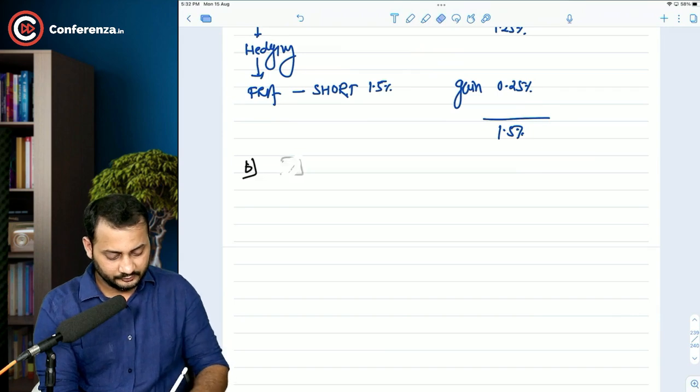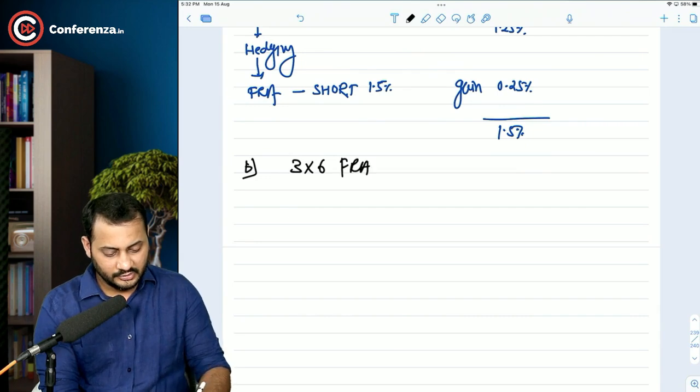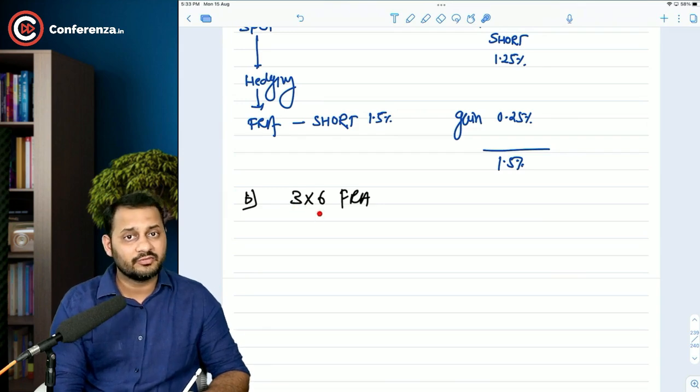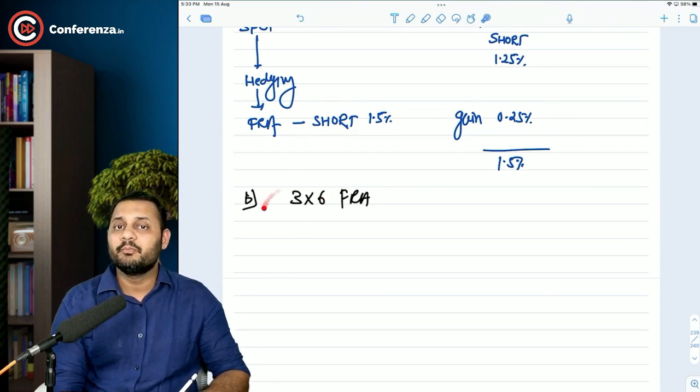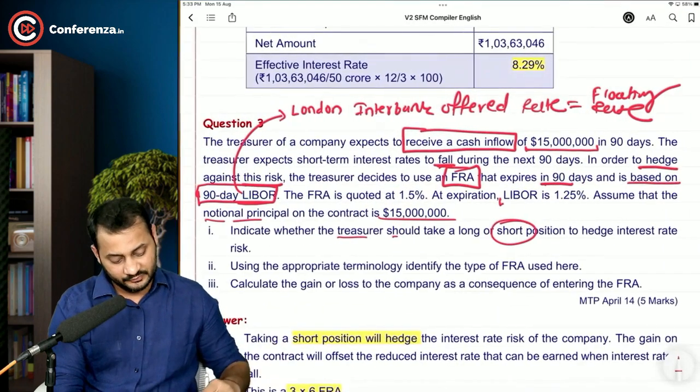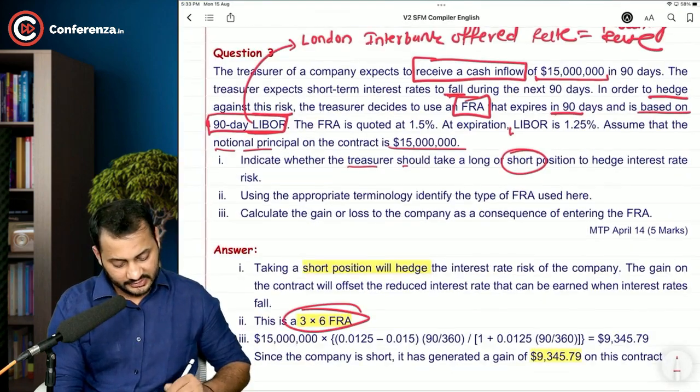3 by 6 FRA. This means that 3 is the months from now the investment is starting, and 6 are the months from now the investment will end. The difference between these will explain the period of investment, which is again 3 months, which is equal to 90 days. So this is going to be 3 by 6.